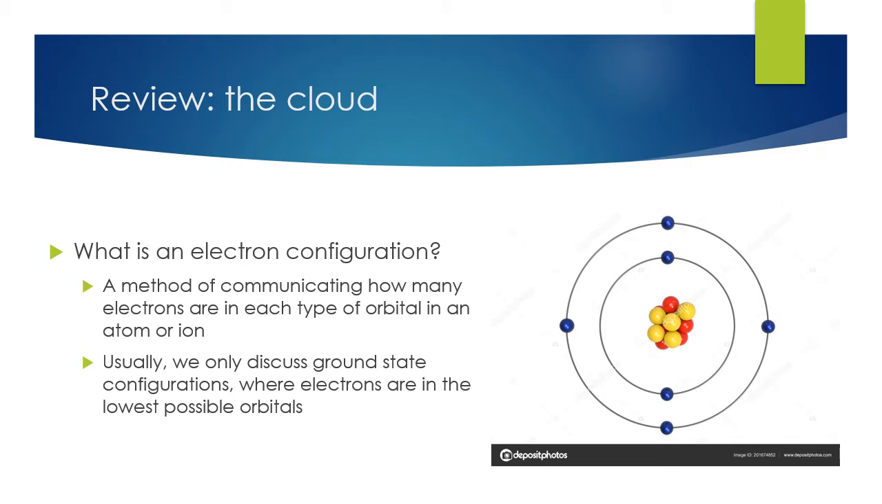So what is an electron configuration? It is a method of communicating how many electrons are in each of the types of orbitals for an atom or ion. Usually we only discuss ground state electron configurations, where the electrons are in the lowest possible orbitals available. Basically, they want to minimize their energy by going to the lowest energy ones available.